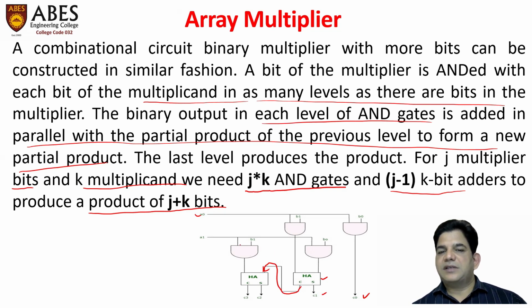And then here, the next term is A1 B1, which is added with the carry generated by the previous one. Then again, we need a half adder. That gives a sum, that is C2, and the final carry output is C3. So here, the 2-bit multiplier needs the 4 outputs: C0, C1, C2, and C3.